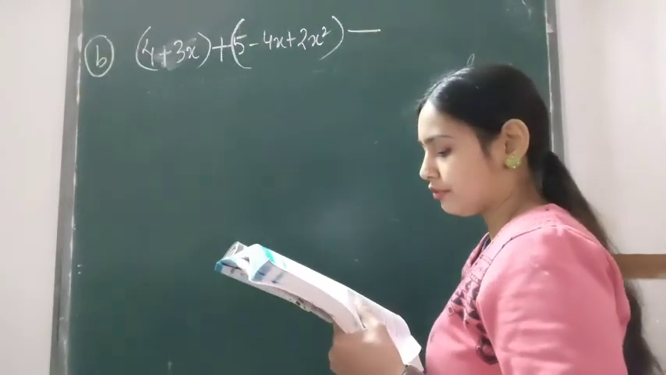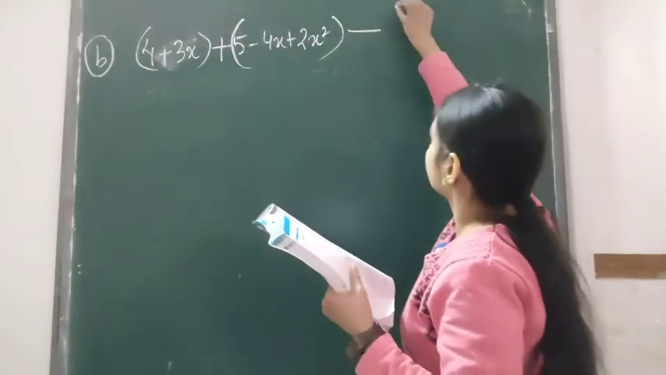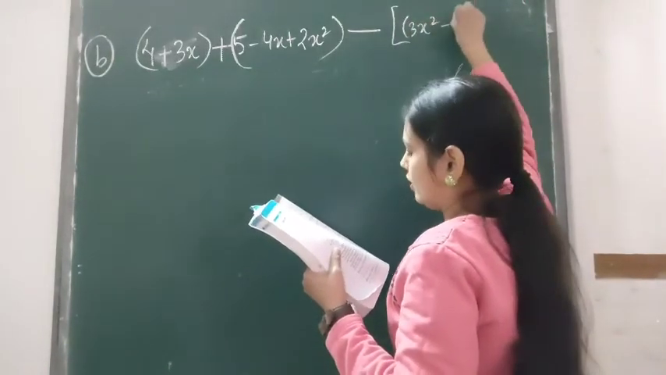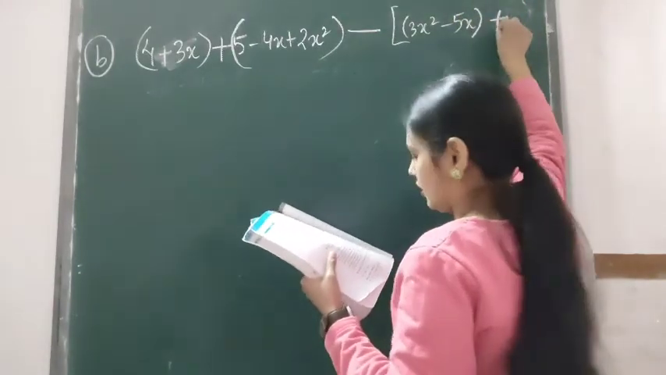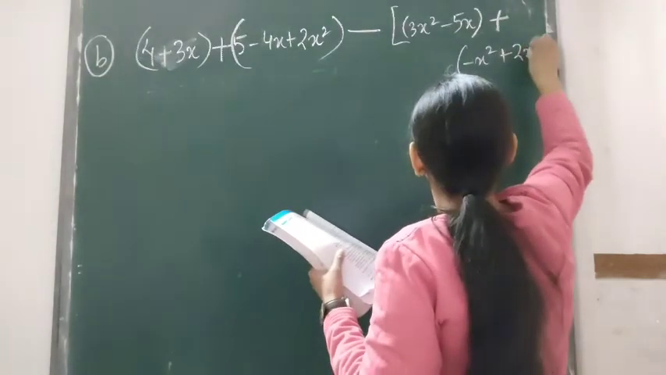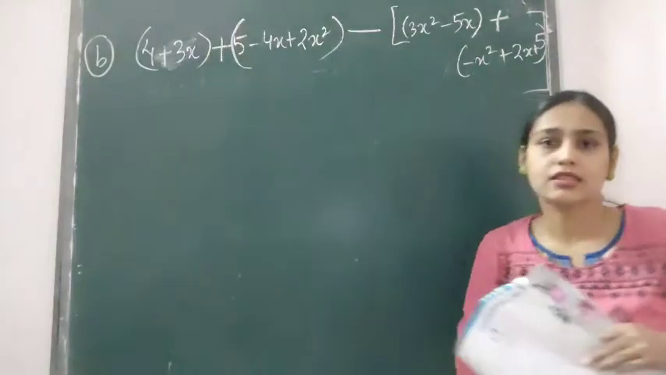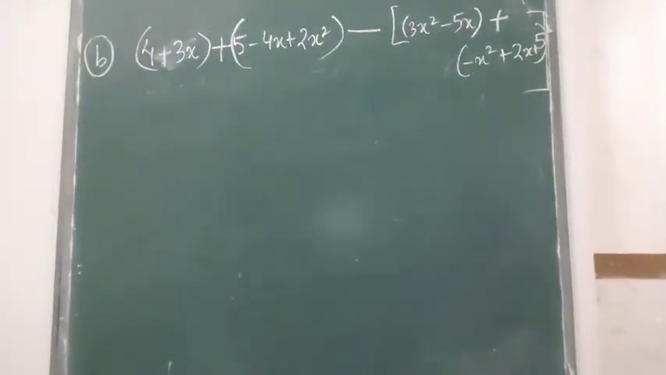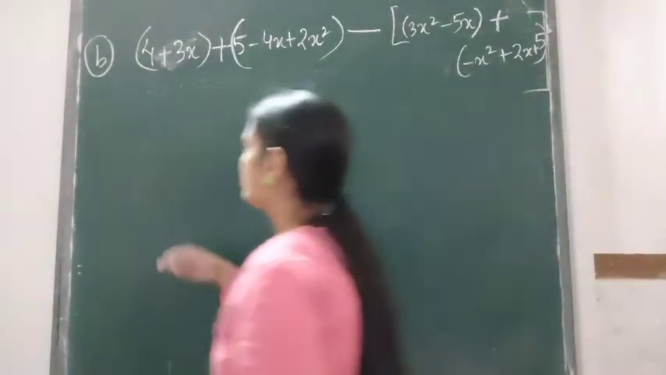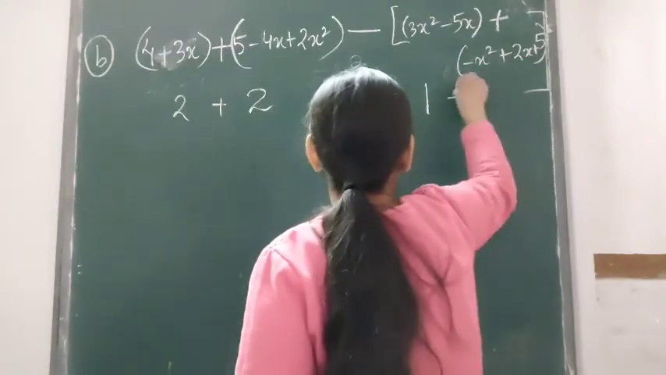The sum of means again plus. Wait, let me write the question. Subtract 3x square minus 5x and means plus minus x square plus 2x plus 5. From the sum of these two, subtract the sum of these two. It is very simple. From the sum of these two, subtract the sum of these two.